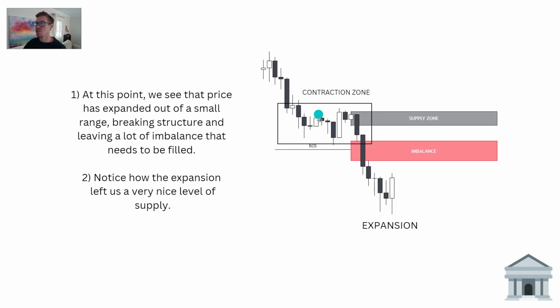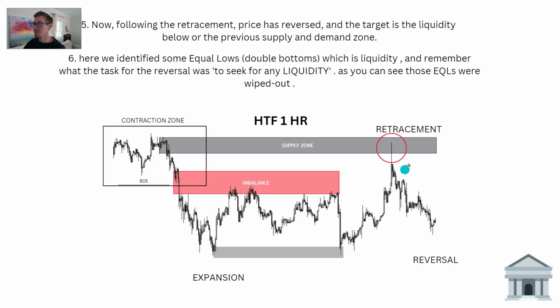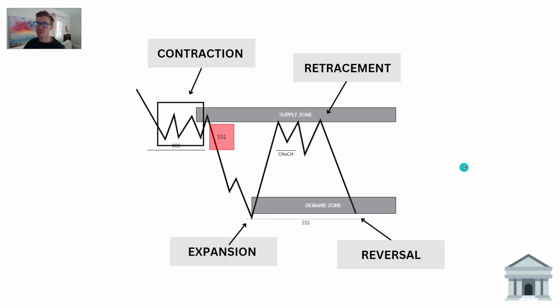The price comes into our contraction phase and then breaks out of this phase with our expansion, retraces back to the supply zone to tap into it to get liquidity, and then reverses to continue in its intended direction. As you can see here, tapped into it, got liquidity, and reversed. So we got this contraction, expansion, retracement, and reversal. Another simplification of this cycle.